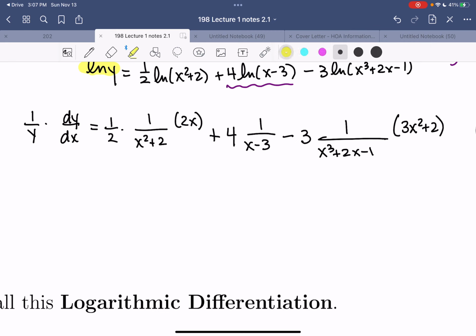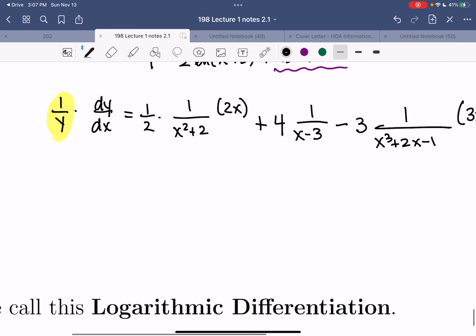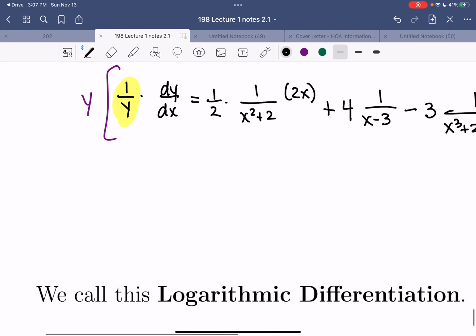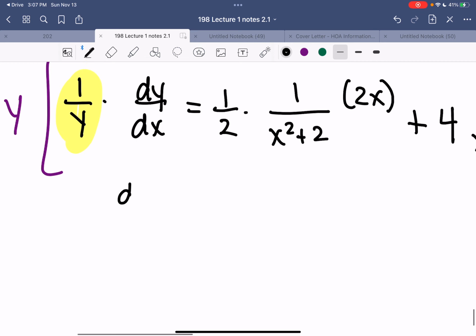by itself. The only thing keeping me from having dy dx by itself is this 1 over y, so all I have to do is multiply both sides by y. As I do that, I'm also going to clean this up and make it look pretty. So I'm multiplying by y on both sides, so times y, times y. Okay, so on the left, the 1 over y and the y cancel, and you just get dy over dx.